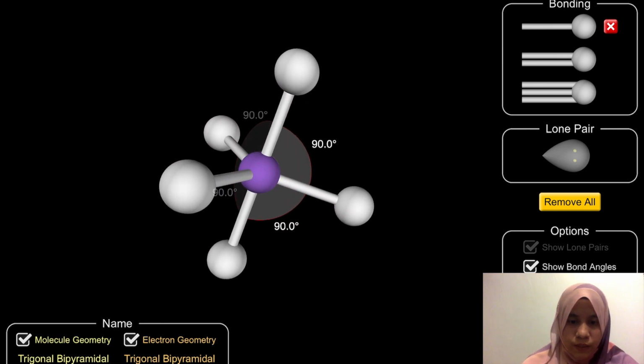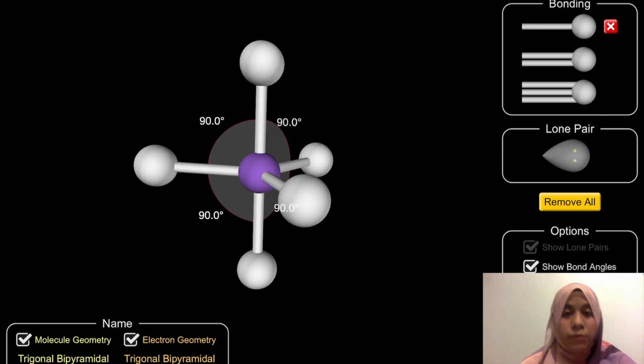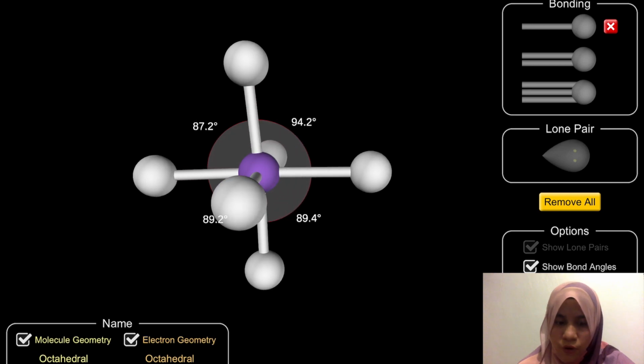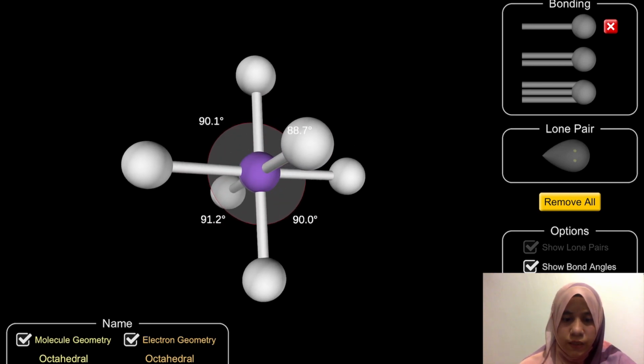Miss pun tak pandai macam ni. Okay, so kita pusing macam ni. Okay, so dapatlah trigonal bipyramidal. We add one more, dapatlah octahedral. So when we draw it, dia akan jadi macam ni lah.